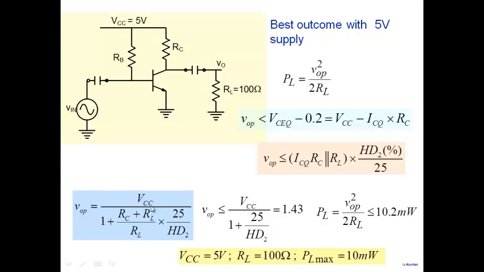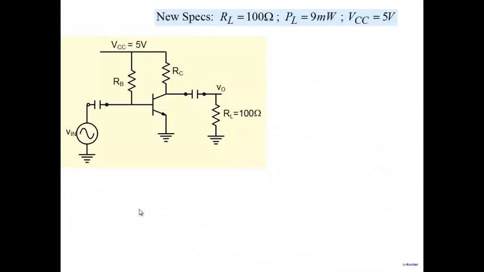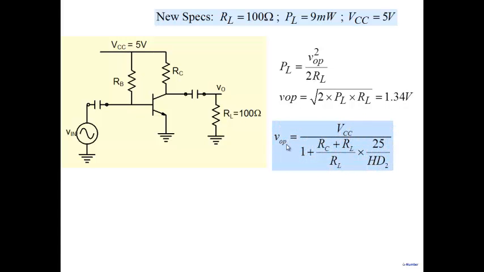We'll choose according to this expression, right? This tells you how to choose here. So we have 9 milliwatts. So 9 milliwatts means I calculate again what V0P do I require. So PL is V0P squared by 2RL. So I need 1.34 volt here. I use this equation that I've derived earlier. I put 1.34 here. I'm going to give 10% harmonic distortion. So I calculate RC, comes out to be 9 ohms.